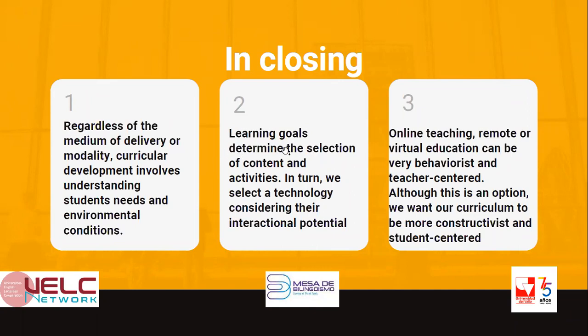The second, learning goals determine the selection of content and activities. In turn, we select the technology considering its interactional potential, okay? We don't choose a technology and then think of the activities and goals. We don't think of the contents and then the goals. No, first we have clear goals, then we select contents, then we consider what interactions allow us to reach that goal, and then we choose the technology. That should be the way. Then again, there are different types of interactions. None is good or bad, but you have to select considering what the goal is and what you want the students to learn.